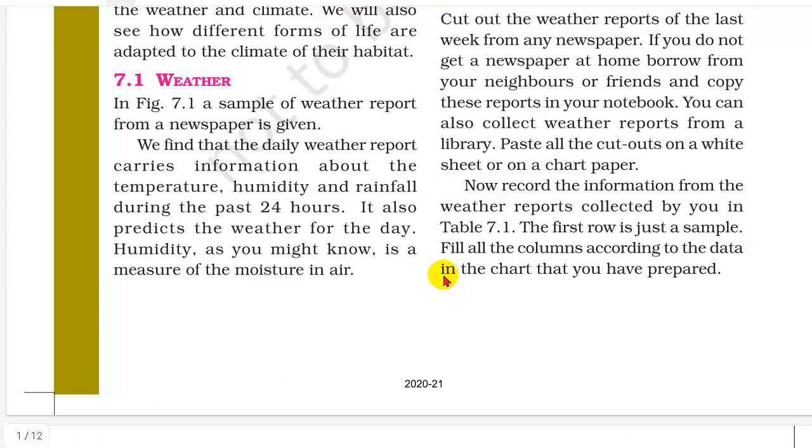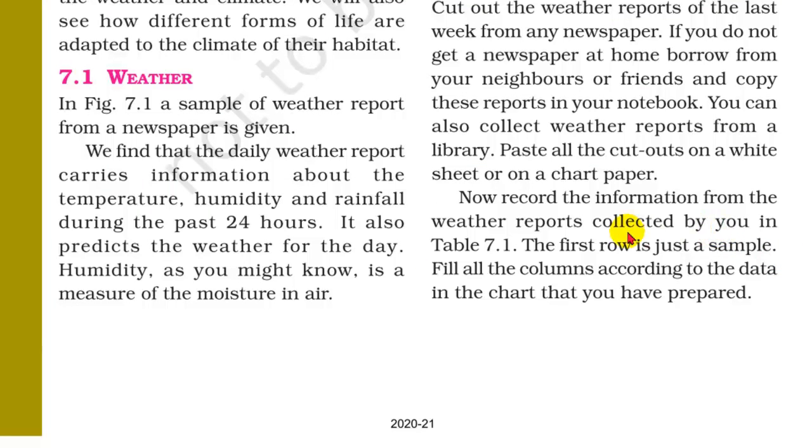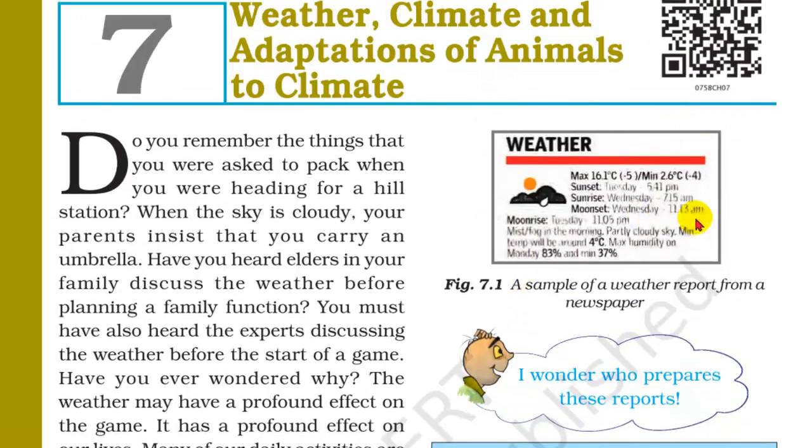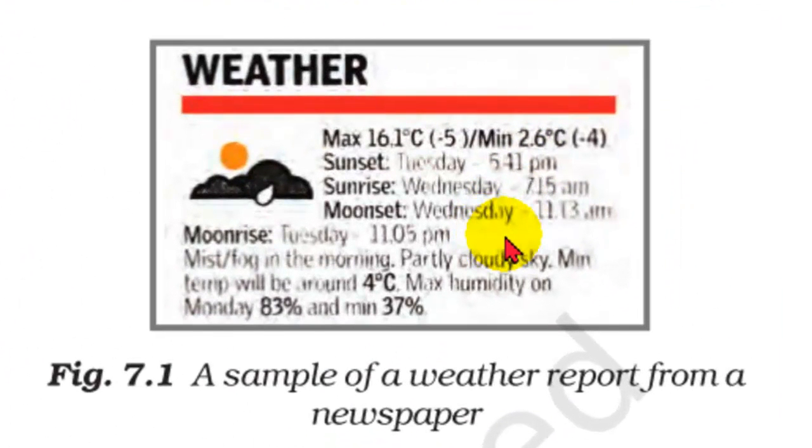Let's see the first topic. The first topic is the weather. Let's see a sample of a weather report from a newspaper. Here is the weather report. In this weather report, we see the information about temperature, humidity, and rainfall during the past 24 hours, and many other things like sunset timing, sunrise timing, moonset, moonrise, etc.